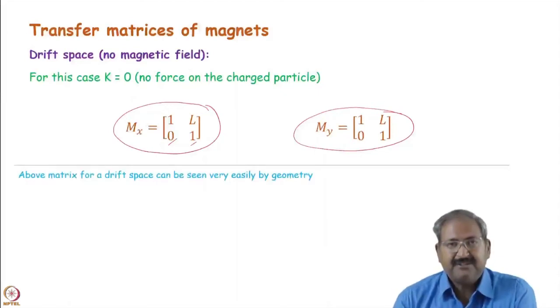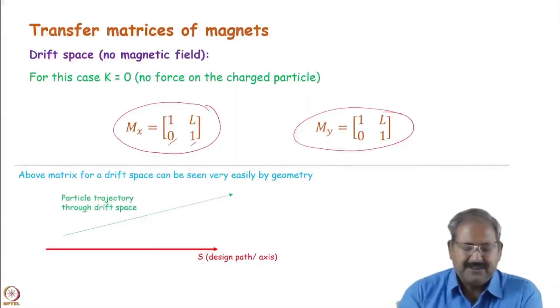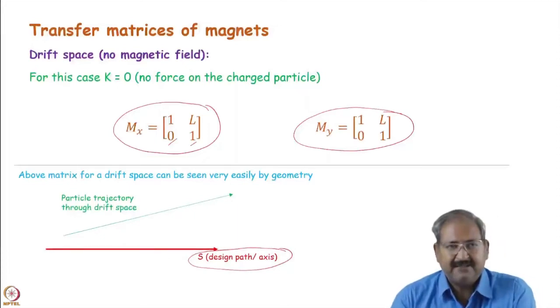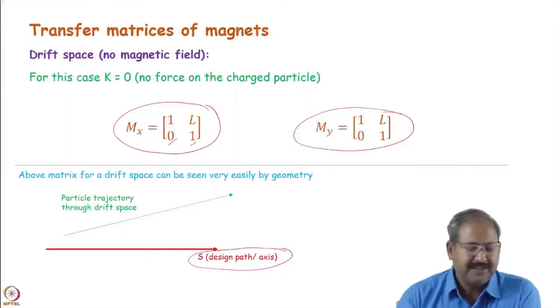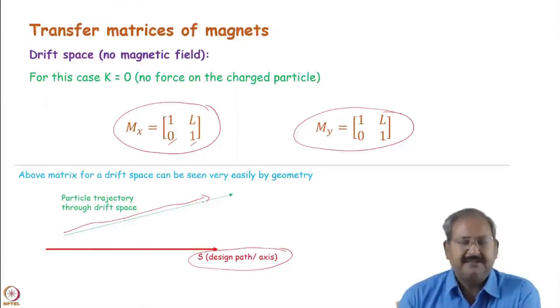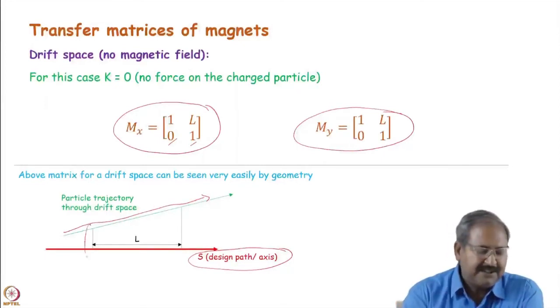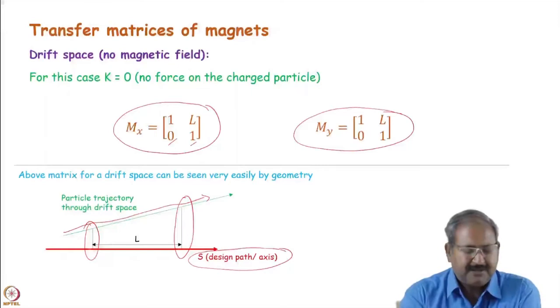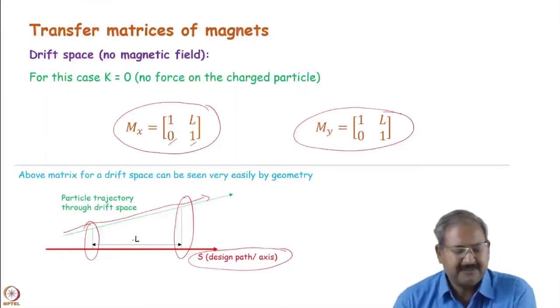We have obtained this matrix of the drift space through the Hill's equation solution and matrices, all these kinds of things. But you can verify this very easily using geometry. How? Suppose this is a design path or design axis. We are measuring the distances and angle with respect to this. This is our coordinate system. So suppose this is a particle trajectory going in this direction inside the drift space, and this is our initial point and this is our final point. So the distance between the final point and the initial point is designated as L, the length of the drift space.